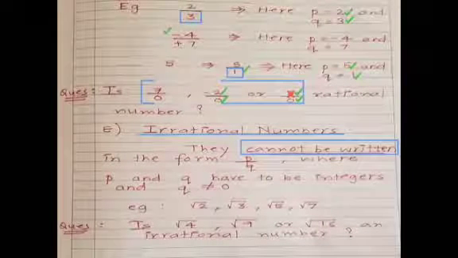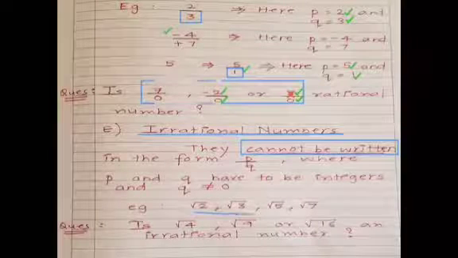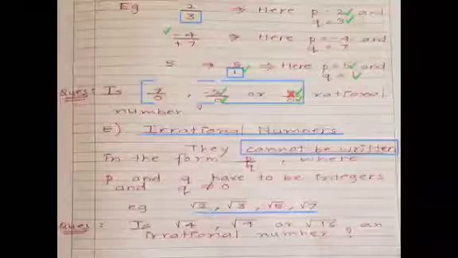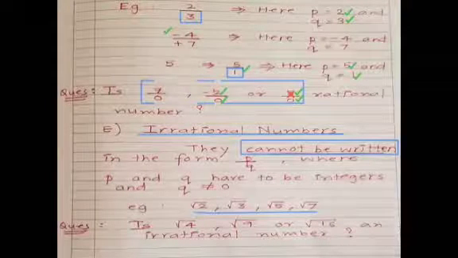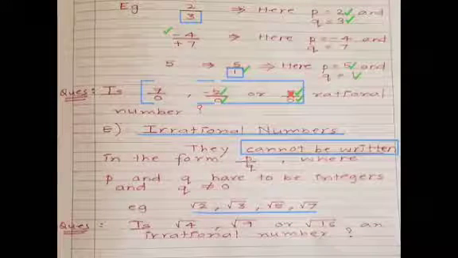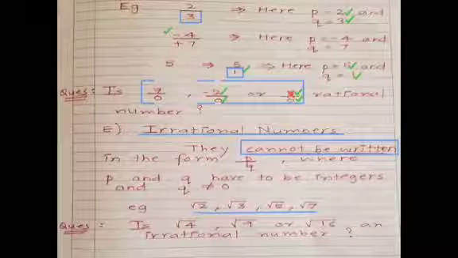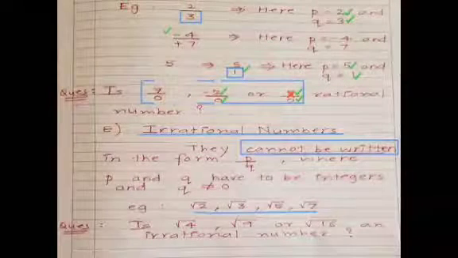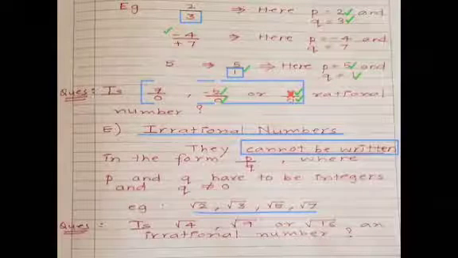A few common examples of irrational numbers are root 2, root 3, root 5, root 7, and so on. Does that mean that every number with a root would be considered an irrational number? Let us try to get an answer to that question with the next statement. Here, I put up a question. Is root 4 or root 9 or root 16 an irrational number?